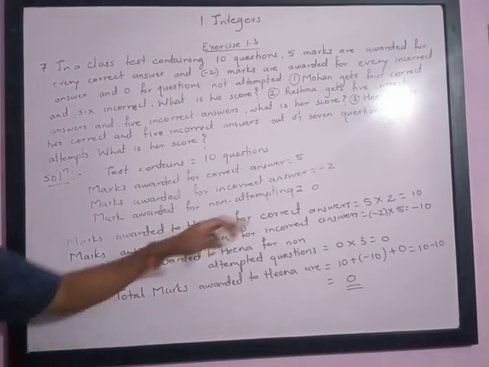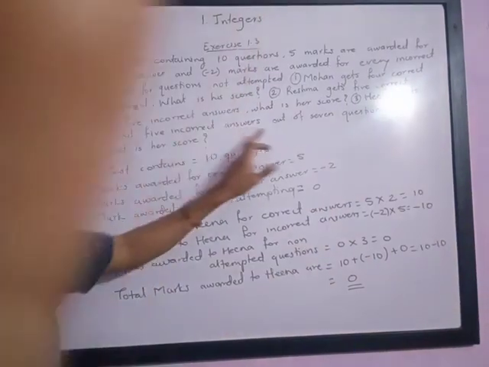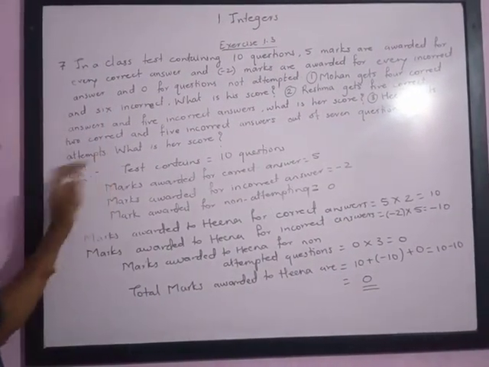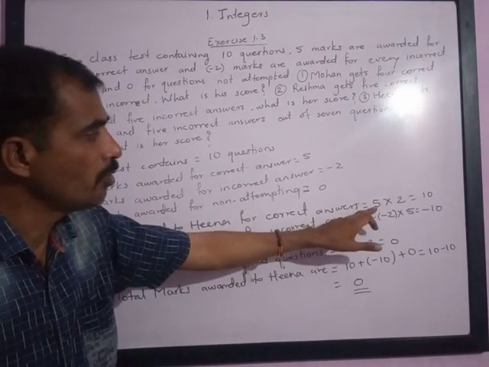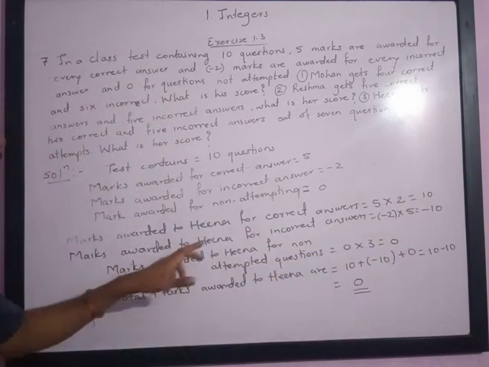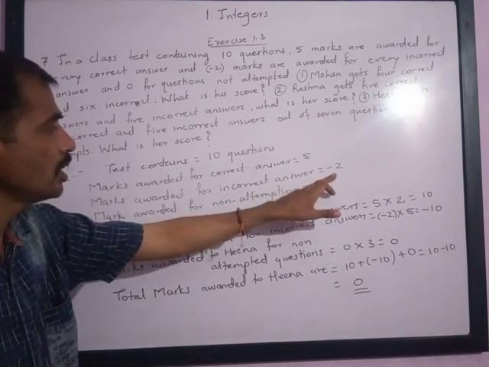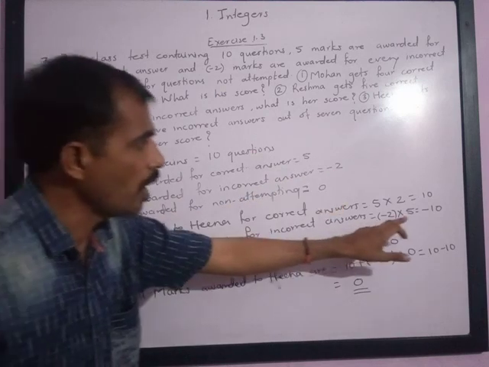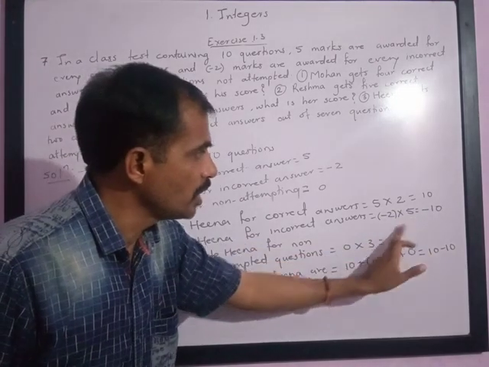Last part of the question. Hina gets 2 correct answers and 5 incorrect answers, out of the 7 questions she attempted. So marks awarded to Hina for correct answers are 5 for each correct answer. 5 into 2 is 10. Then marks awarded to Hina for incorrect answers. -2 marks are allotted for incorrect answers. So -2 into 5 is again 5 2s are 10, minus 10.